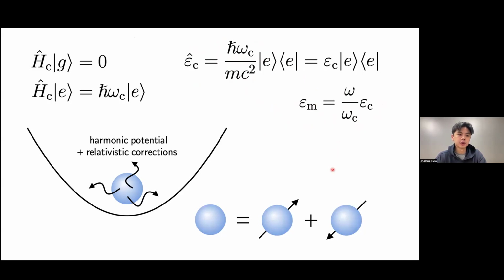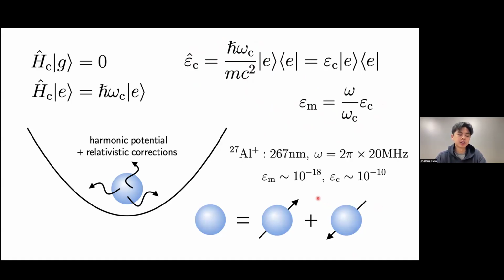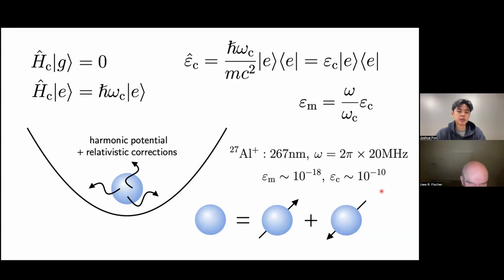And so just as a figure of merit, for aluminium ion clocks, I think this was Didi's clock of choice for various reasons, at 267 nanometers and 2 pi times 20 megahertz trap frequency, epsilon_m is 10 to the minus 18, epsilon_c is 10 to the minus 10. And just as a clarification, I use ion and atomic clocks interchangeably throughout this talk, but I think technically they use ion clocks because they're advantageous for trapping in these experiments with electromagnetic fields.